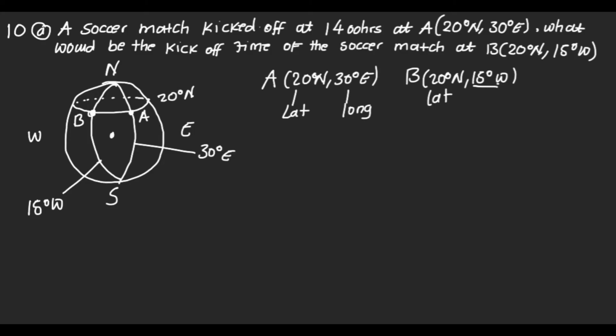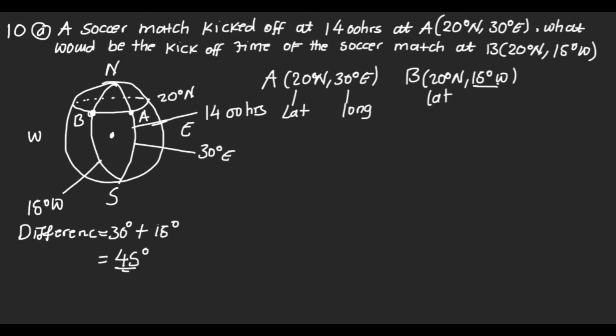A soccer match kicked off at 14 hours at point A. So at point A, the time is 14 hours. We are finding the time at B. The first step is to find the difference in longitude between the 2 points. Point A is located on the east side, while point B is on the west side. Whenever we have west and east, we are supposed to add. So it's 30 plus 15, which gives us 45. So 45 degrees is the difference in longitude.